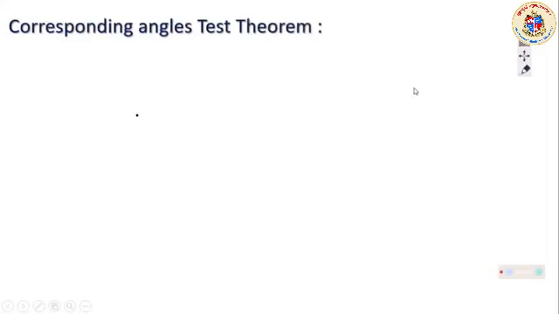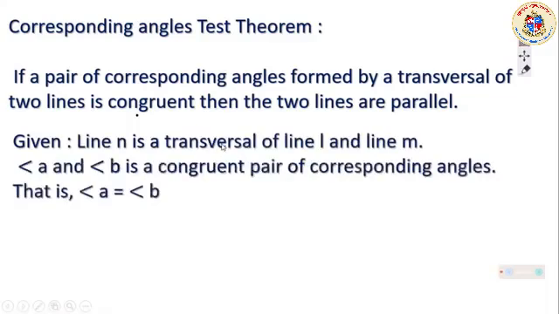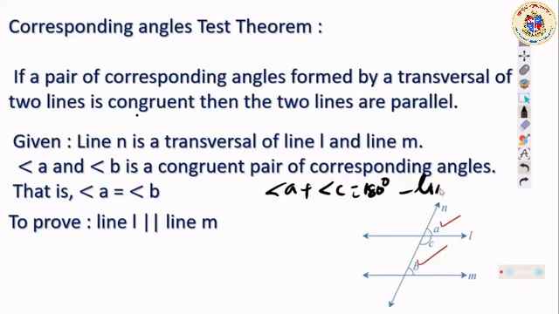Corresponding angle test. In the same way, if the corresponding angles are congruent, then the two lines are parallel. There is a transversal and the corresponding angles are congruent. We will take the textbook diagram. Here corresponding angles are A and B. If it is said that they are congruent, then naturally the lines are parallel. We also can see that angle A plus angle C is equal to 180 due to linear pair.